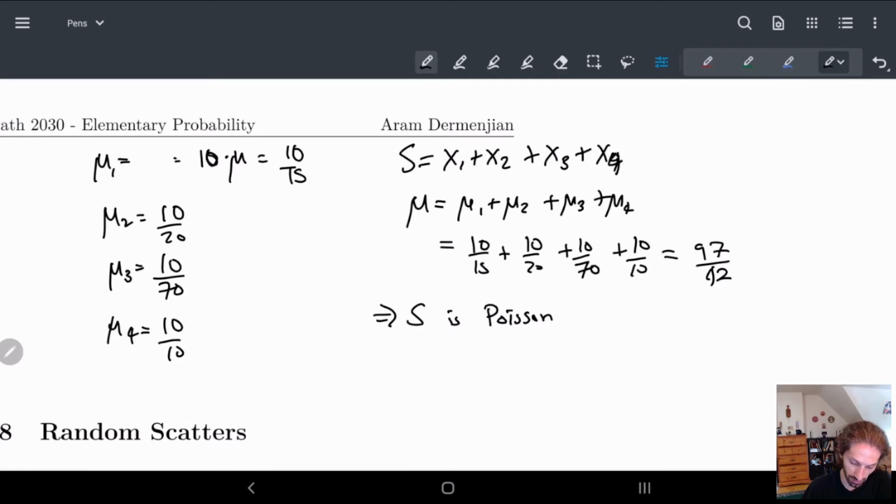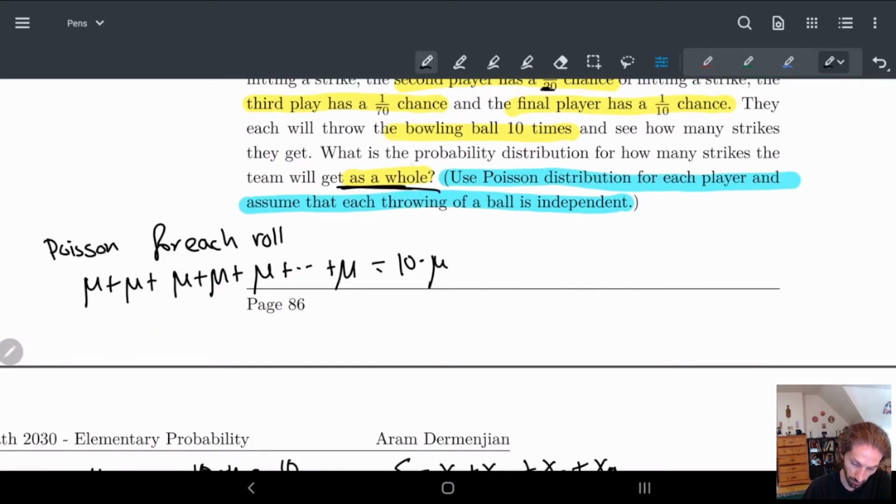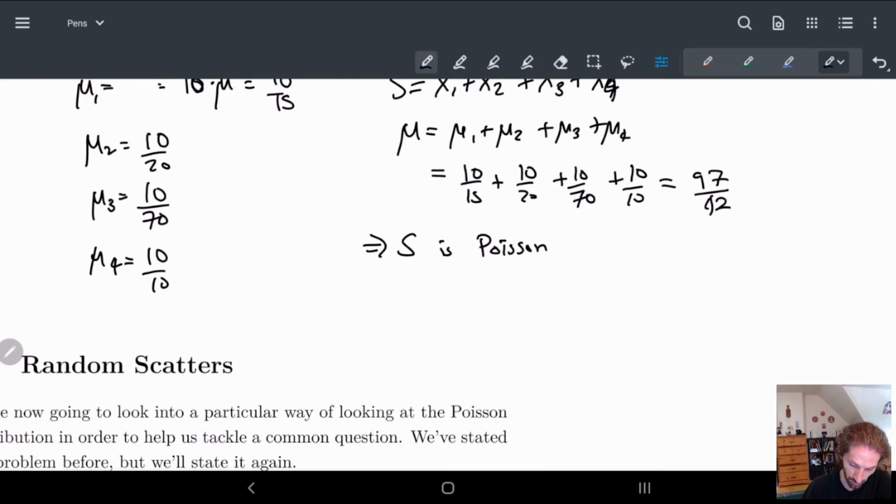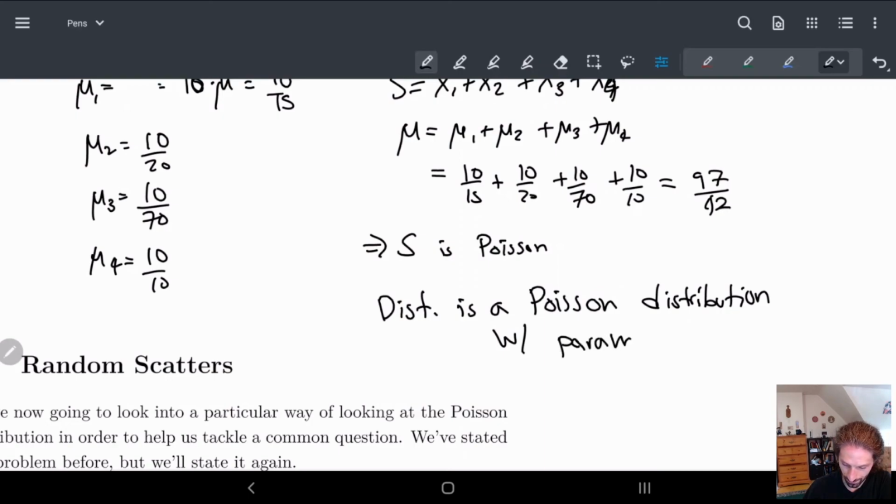And I want to calculate, what's the probability distribution? Sorry. So that means the probability distribution is just this. S is a Poisson, so the distribution is a Poisson distribution with parameter 97 over 42. And that's it. That is our distribution.